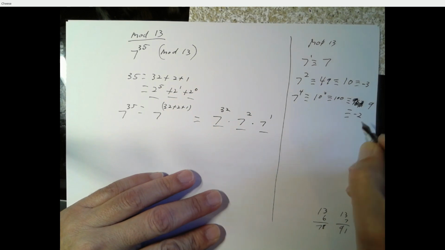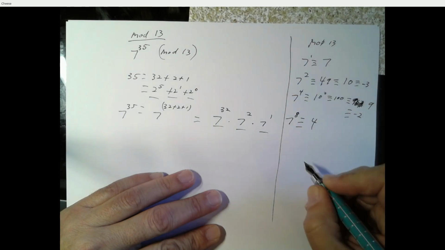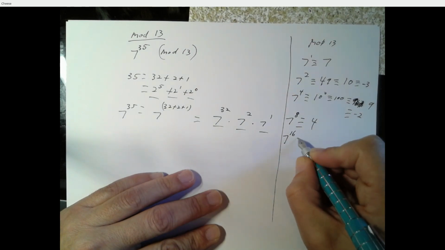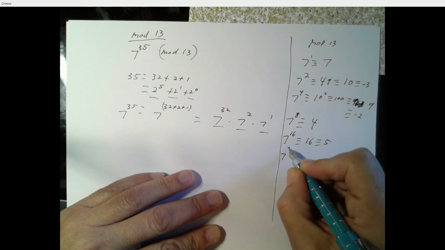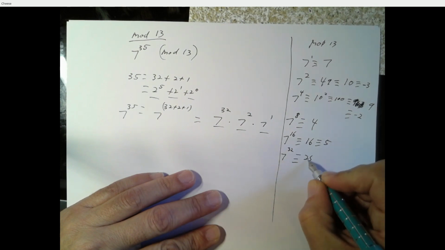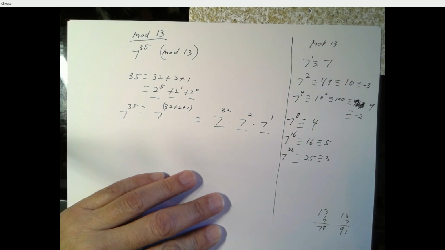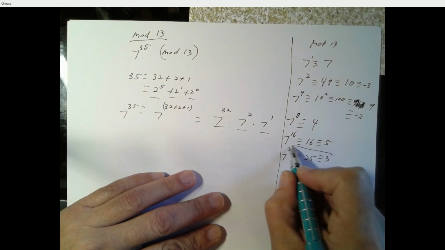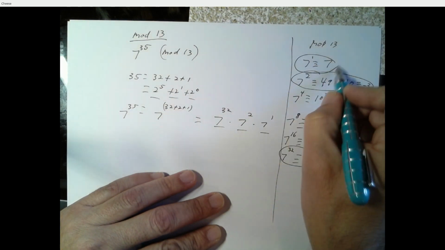And this is also minus 4. So 7 to the 8th is congruent to 4, that's minus 2 squared. 7 to the 16th is congruent to 16, which is 5. And 7 to the 32nd is congruent to 25, which is congruent to 3. Lots of busy work. Why did we do this? Because we now know 7 to the 32nd, 7 to the 2nd, and 7 to the 1st.